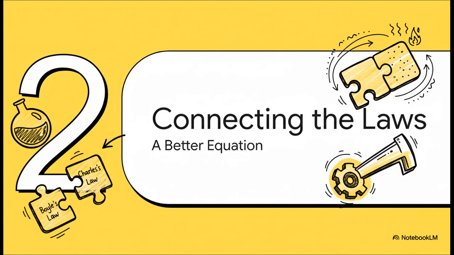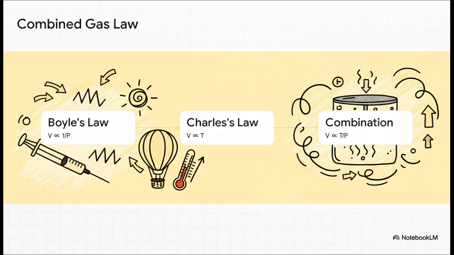Okay, so we've got two major pieces of our puzzle on the board now: Boyle's Law and Charles' Law. That's awesome. But what happens if you want to mess with both pressure and temperature at the same time? Life's not always so simple, right? For that, we need to start snapping these pieces together to build something way more powerful. So let's just do this step by step.